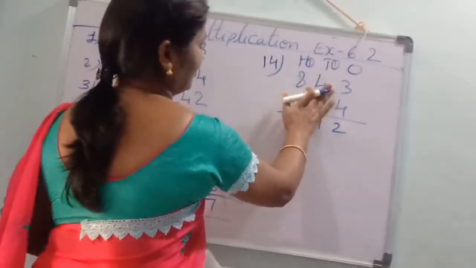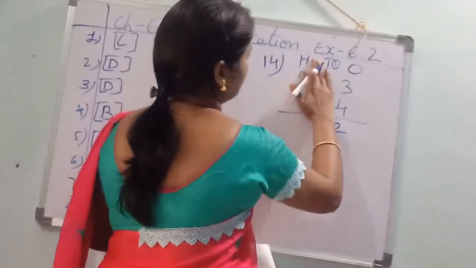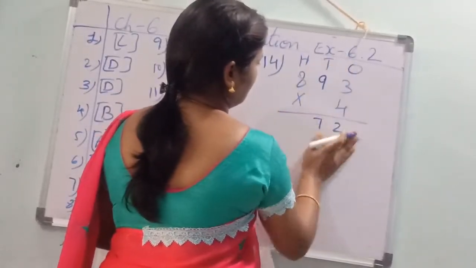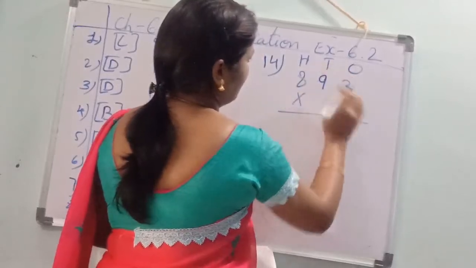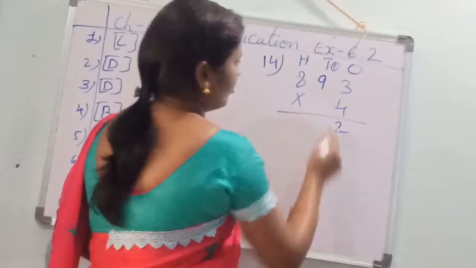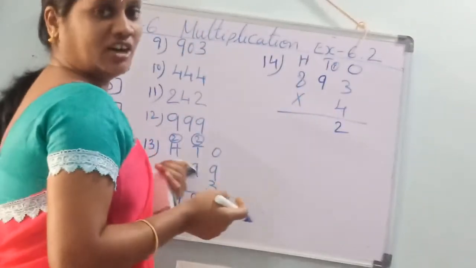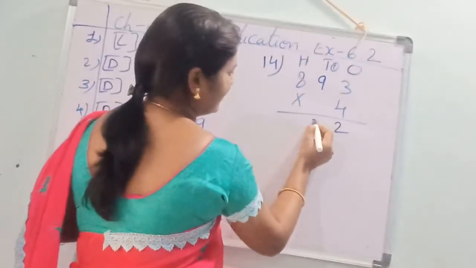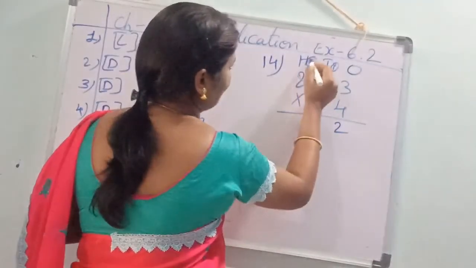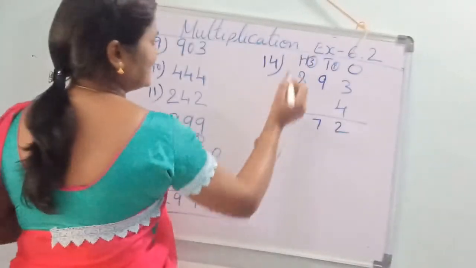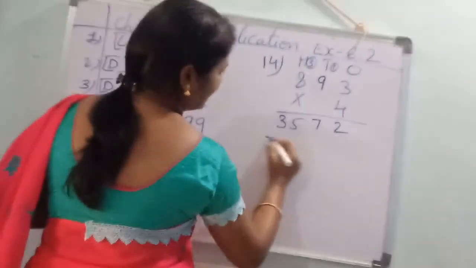Sorry, I wrote a mistake, ma. See, 4 threes are 12. 2 here, 1 carry forward. 4 nines are 36. 36 plus 1, 37. 7 here, 3 carry forward. 4 eights are 32. 32 plus 3, 35.